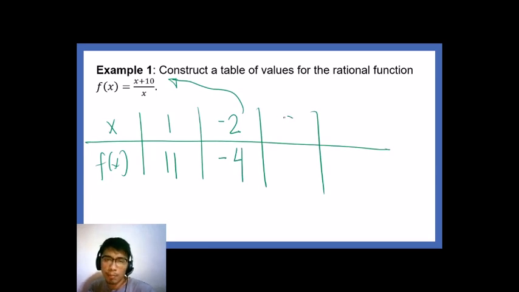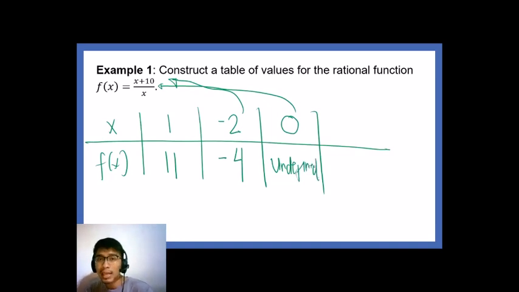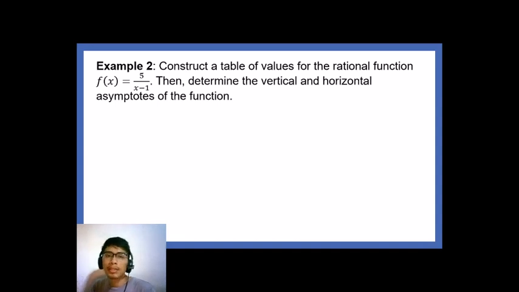What if I'm gonna put 0 here? If I'm gonna put 0 here, obviously your denominator will become 0. So that cannot be applied. So it will become undefined. Okay, so that's how we do the construction of a table of values. Just simply put all the values of x that will make your equation satisfied. Okay, so now let's try this problem.